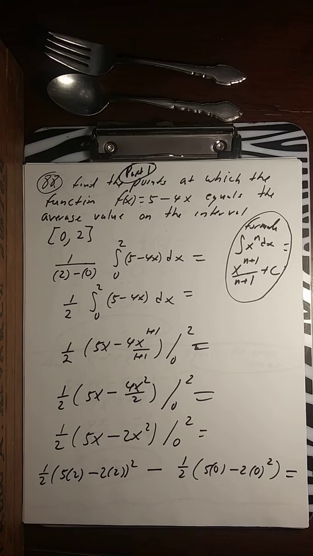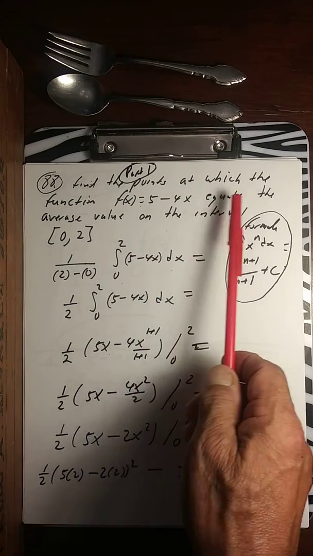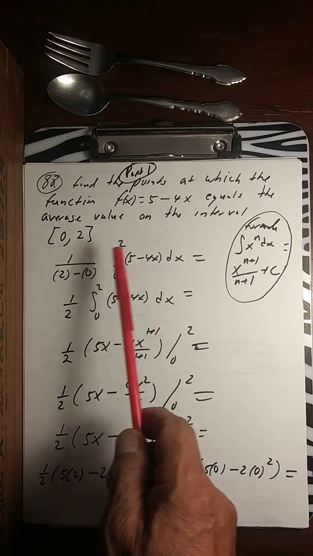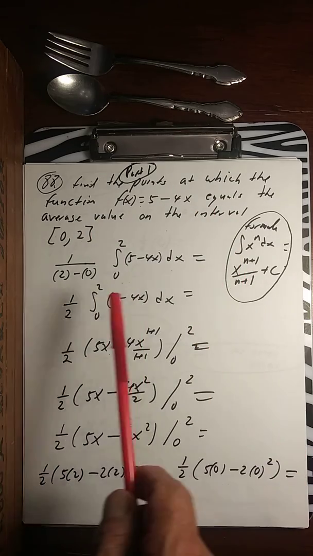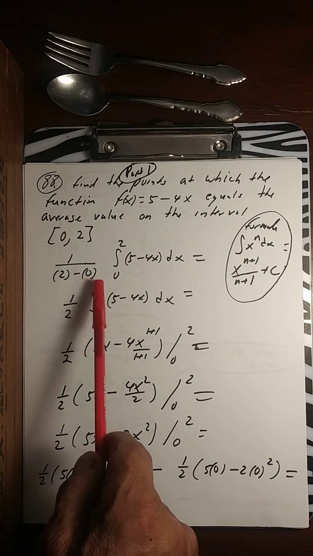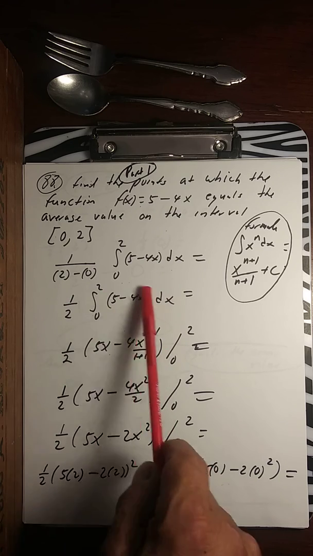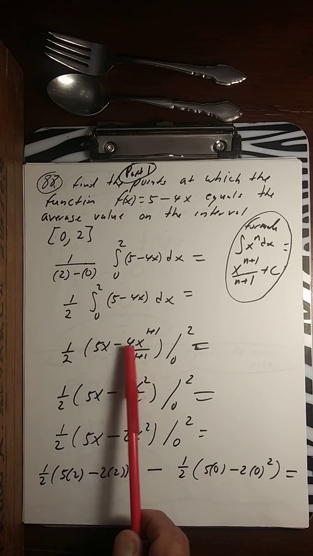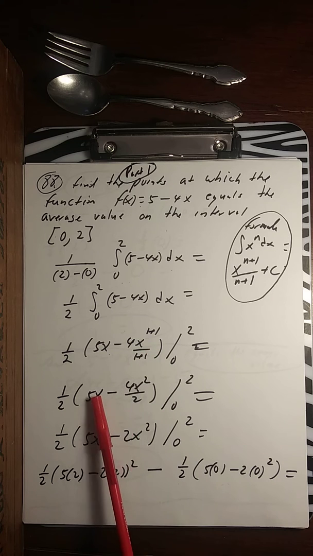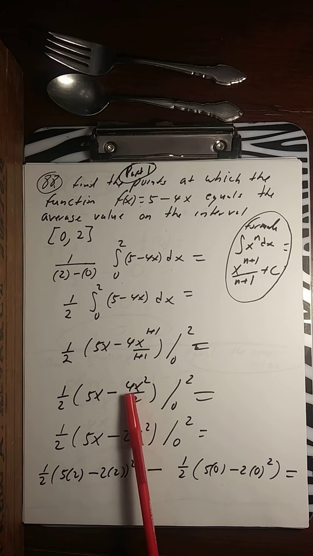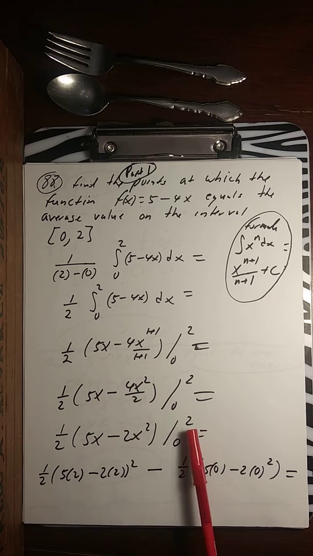Find the points at which the function f of x equals the average value. So let's first find the average value. It's 1 over 2 minus 0, the integral of this function. So the integral of this one here is going to be 5x minus 4x squared over 2, divide this out: 5x minus 2x squared from 0 to 2.